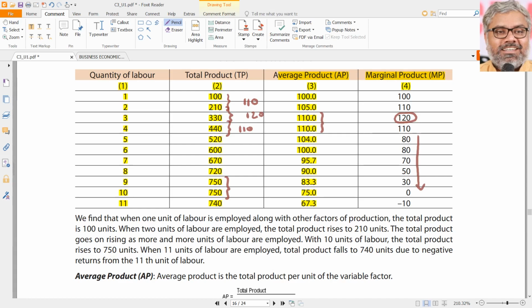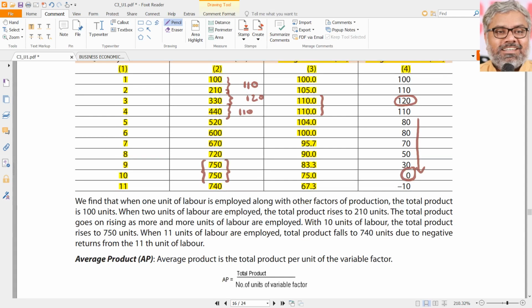So if you observe here, marginal product has been declining, no doubt, but when it has become 0, here, exactly the place where the total product stopped increasing. Till that time, total product was increasing. After that time, total product stopped increasing. When the total product already reached the maximum, its peak, that is 750, the marginal product was 0. Then, when the total product started declining from 750 to 740 and so on, the marginal product started turning negative.